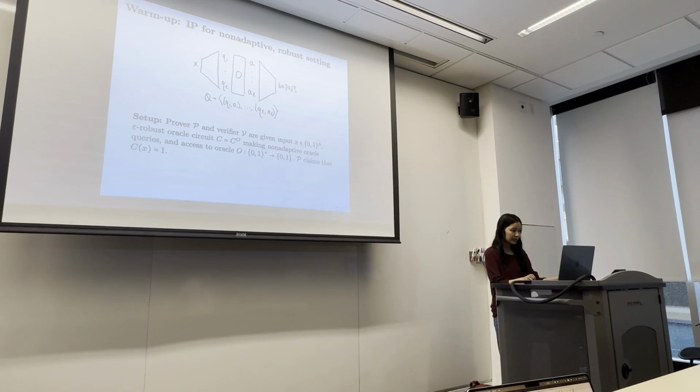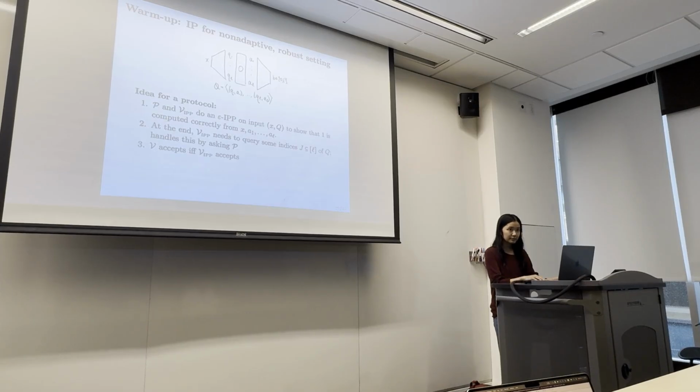Okay, so going back to this IP for this non-adaptive setting, the setup is going to be like this. We have a prover and a verifier, and they're given input X, and this epsilon robust oracle circuit C that makes non-adaptive oracle queries, and access to the oracle. Now the prover is going to claim that C of X is equal to 1, and P and V are going to engage in some interactive proof to prove this.